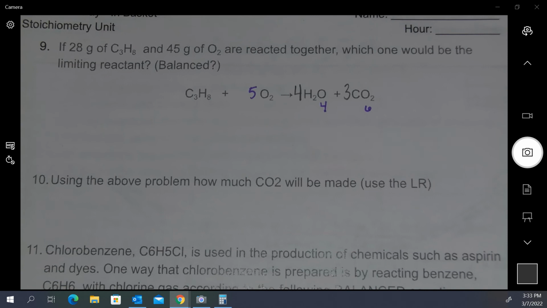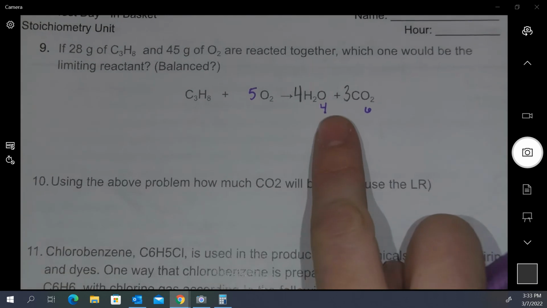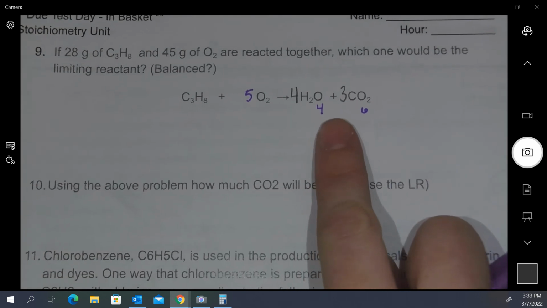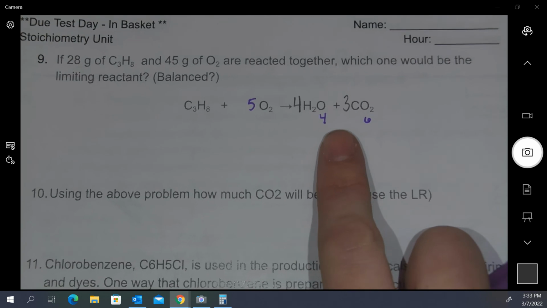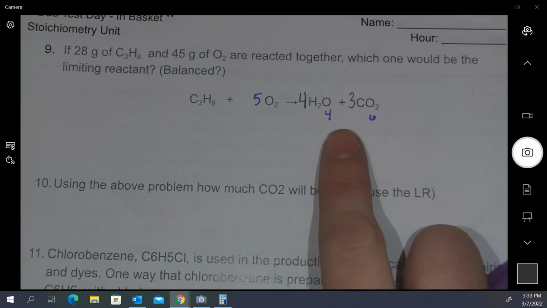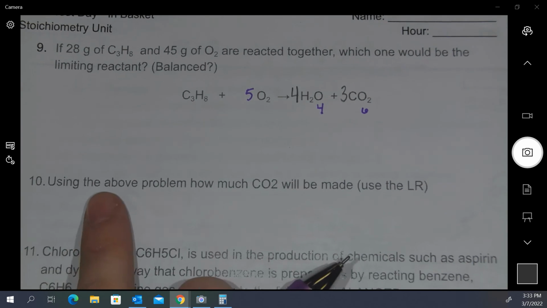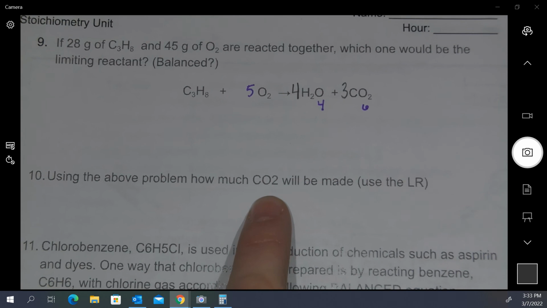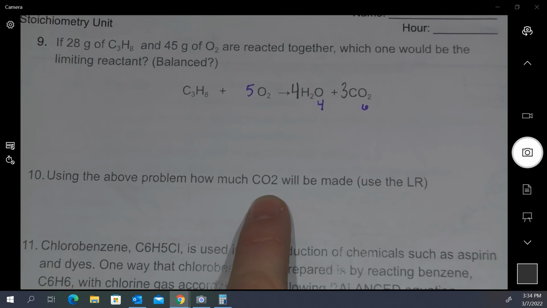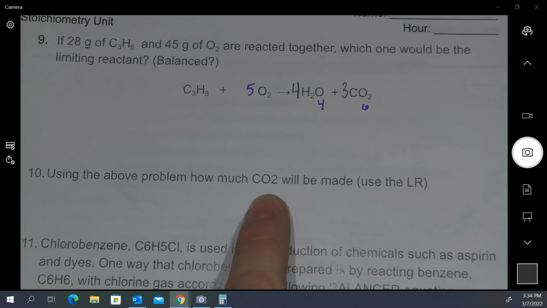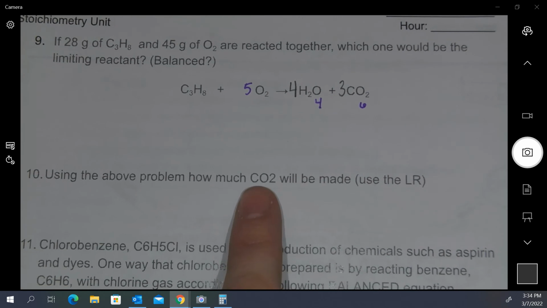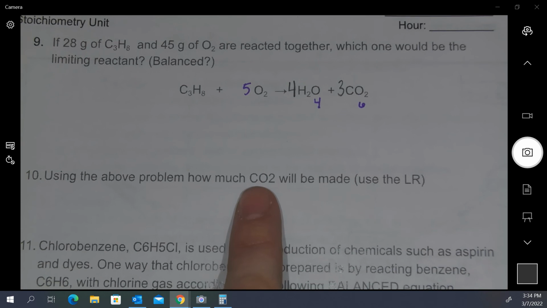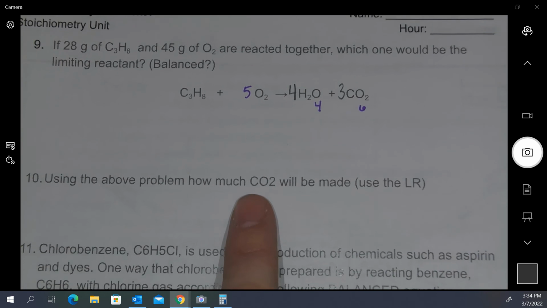We've got 28 grams of C3H8 and 45 grams of O2. It wants to know which one is the LR. Doesn't matter which product I use. Now, could I make my life easy by reading ahead and seeing what any other problems might ask for? Okay. Reading ahead. Using the above problem, how much CO2 will be made? Would it be the smartest to solve for CO2? Probably, because it's going to be less work for number 10. Does it matter which one you do? Absolutely not. I'm just showing you how to work smarter, not harder.